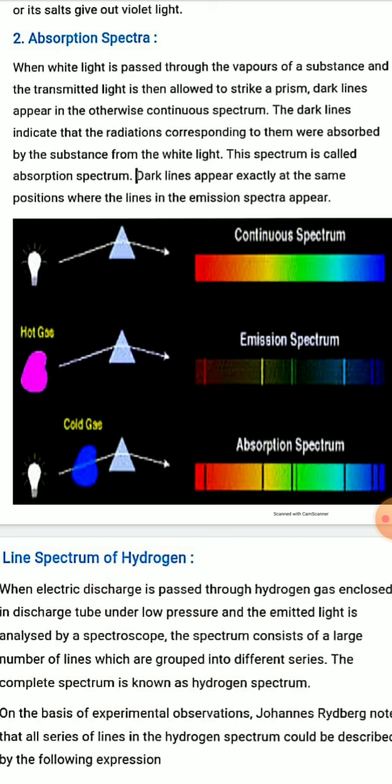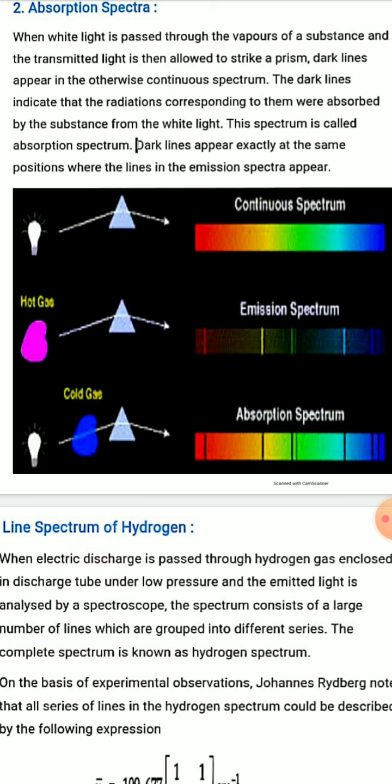And third is absorption spectrum. I have told that to obtain an absorption spectrum, you have to pass the light through a transparent liquid or through a gas. When the light passes through the cold gas or transparent liquid, some wavelengths of the light are absorbed by the cold gas or by the transparent liquid.